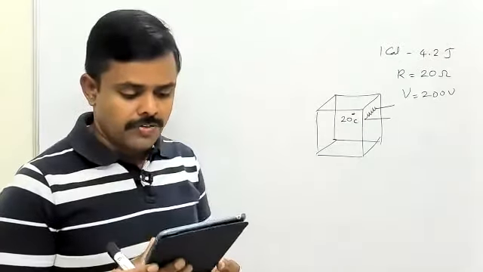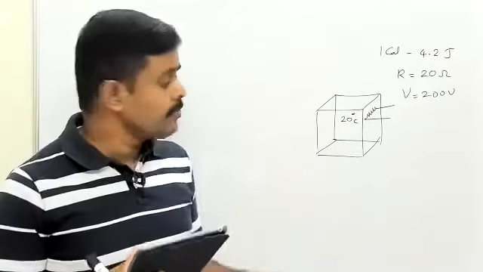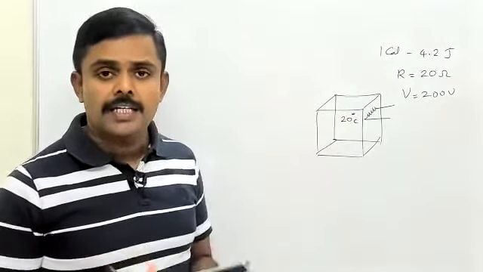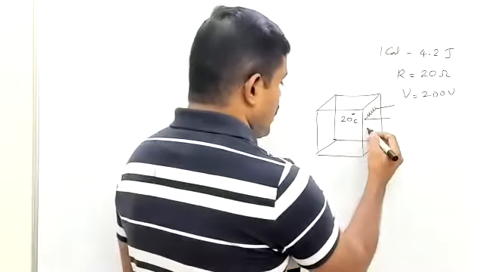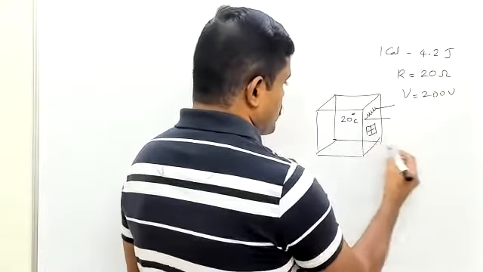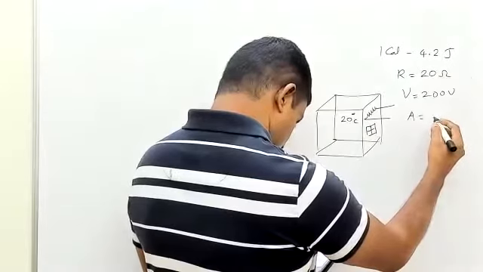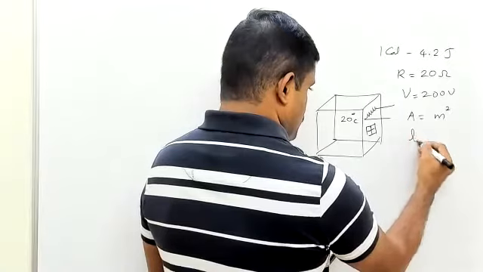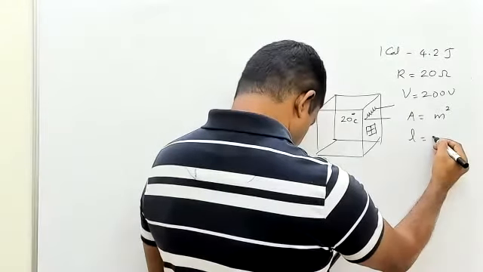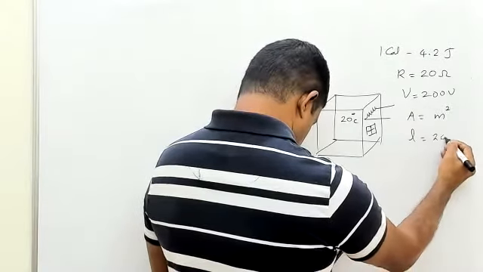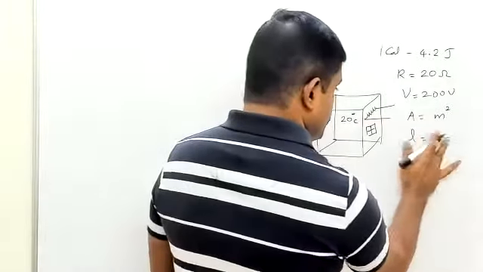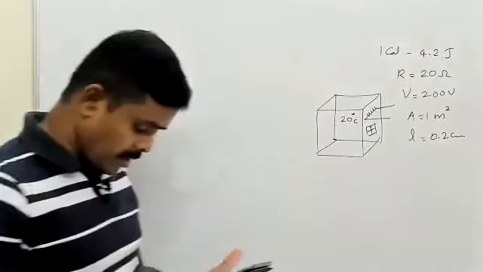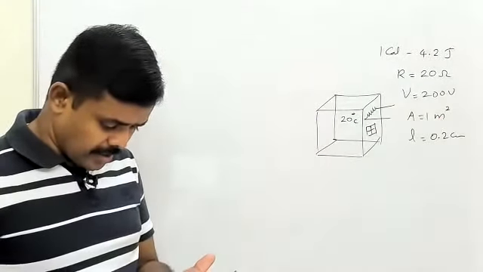The temperature is uniform throughout the room, and the heat is transmitted through a glass window. There is a glass window over here, right? Heat is transmitted through a window of area 1 meter square, and thickness is taken as L. L is how much? Oh, sorry, 0.2 centimeters. L is 0.2 centimeters. Area is 1 meter square.